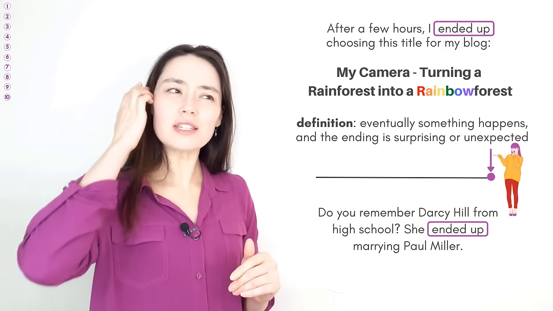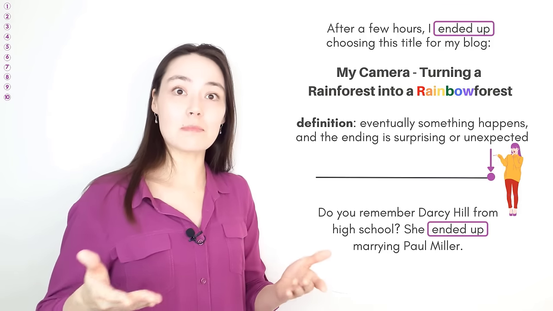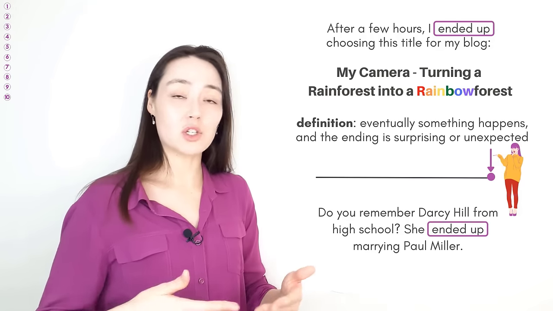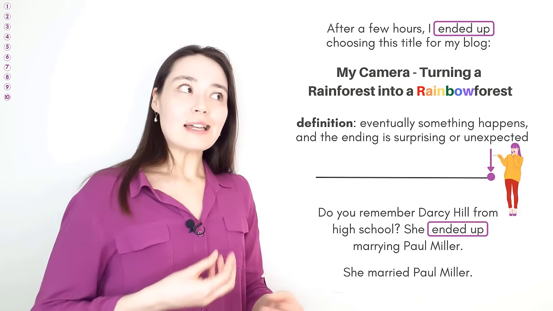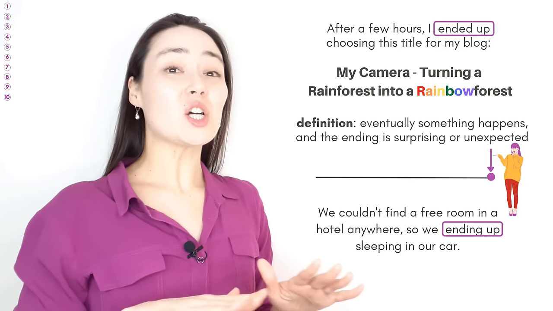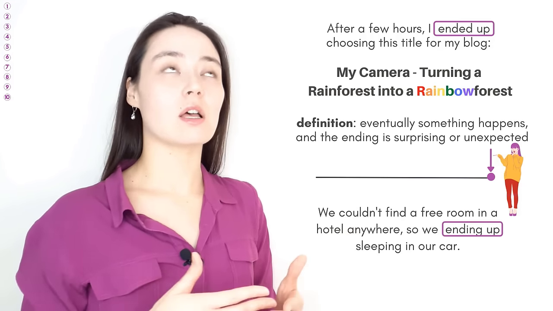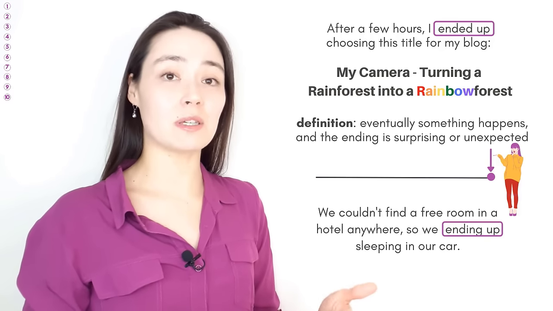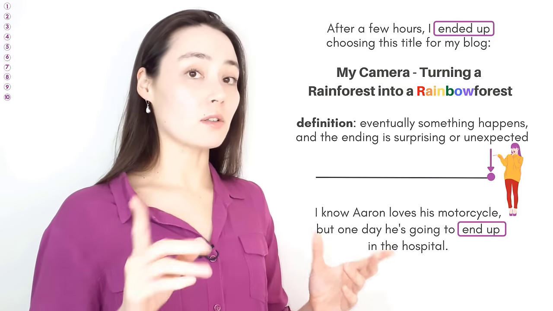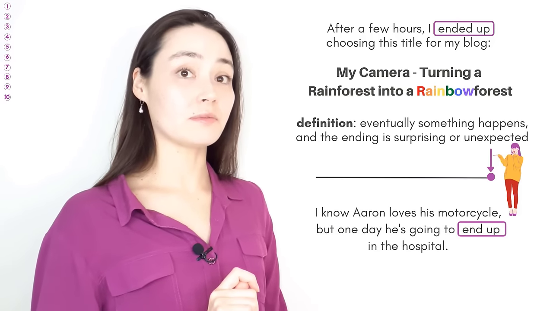Do you remember Darcy Hill from high school? She ended up marrying Paul Miller. If I just said she married Paul Miller, that feeling of surprise isn't there. We couldn't find a free room in a hotel anywhere, so we ended up sleeping in our car. I know Aaron loves his motorcycle, but one day he's gonna end up in the hospital.